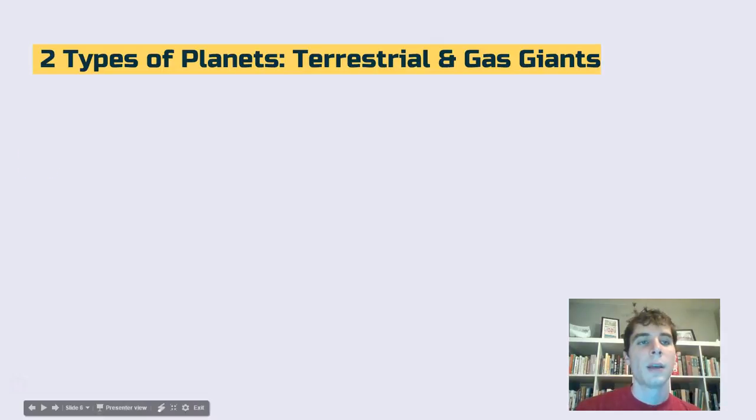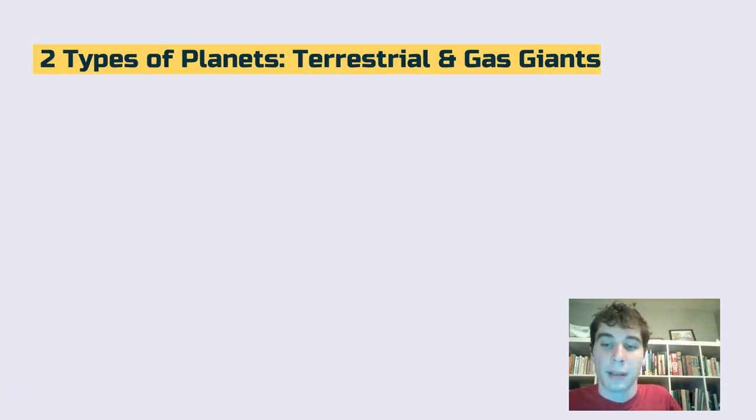Okay, there are 2 types of planets. I said this is going to be a 2-part lesson on planets, and we have terrestrial planets and we have gas giants. Let's look at those terms quick.